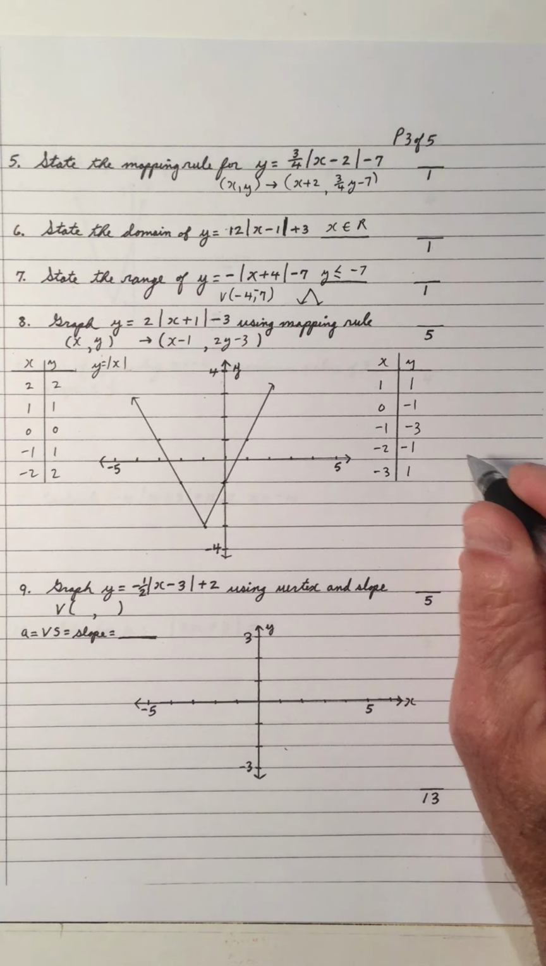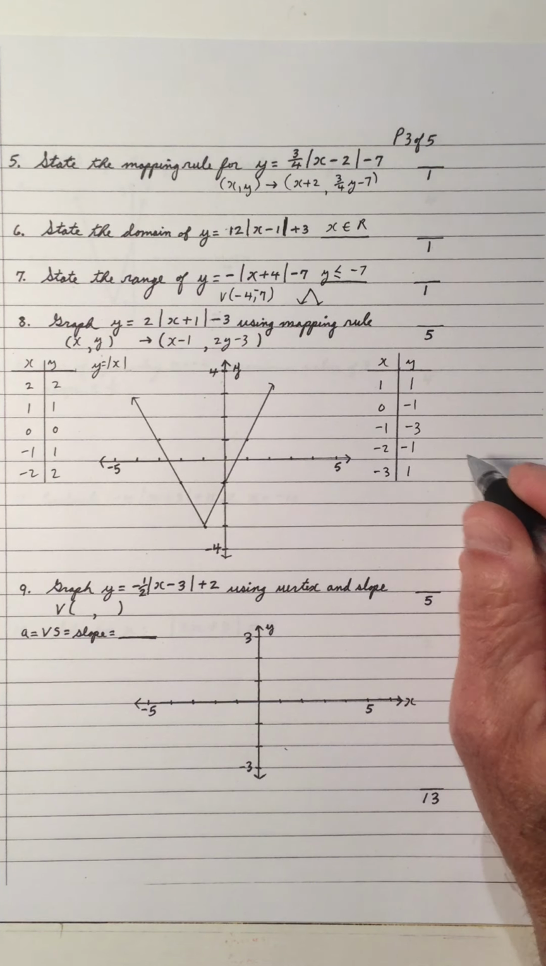Now let's do number 9. Remember, don't forget, pause the video and work out your answers. Graph this absolute value equation using the vertex and the slope. So absolute value, the vertex is the opposite of negative 3, which is 3, and a plus 2. A is the vertical stretch, which is the slope, and the slope is 1/2. A is a half. Now, we could write a negative 1/2 there, but the negative only means that it's going down from the vertex. So the vertex is 3, 2.